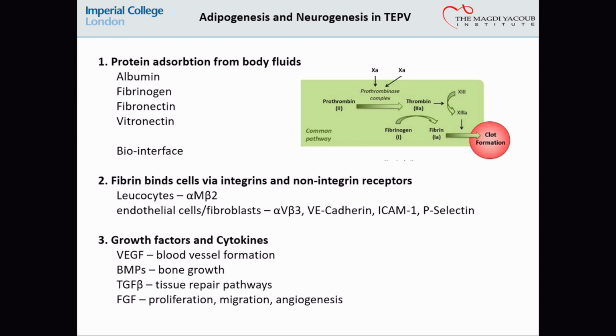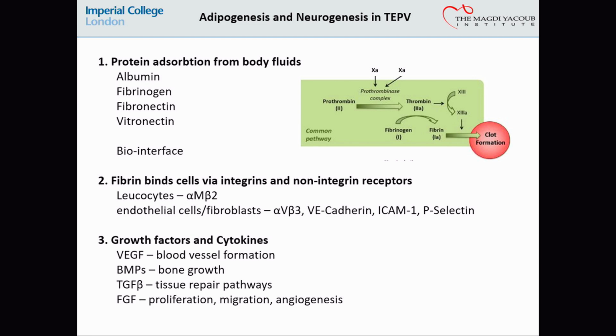So this protein adsorption is what the cells see as soon as it is implanted. It's this biointerface that the circulating cells see. The fibrin binds the cells via integrins and non-integrin receptors. For leukocytes, they will bind through alpha M beta 2, and then the endothelial cells and fibroblasts bind through other receptors, alpha V beta 3, as well as VE-cadherin, ICAM, and the selectins.